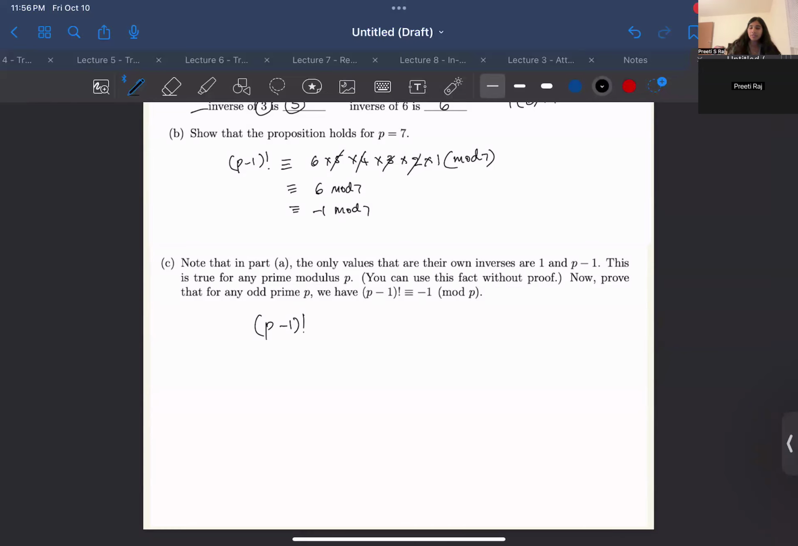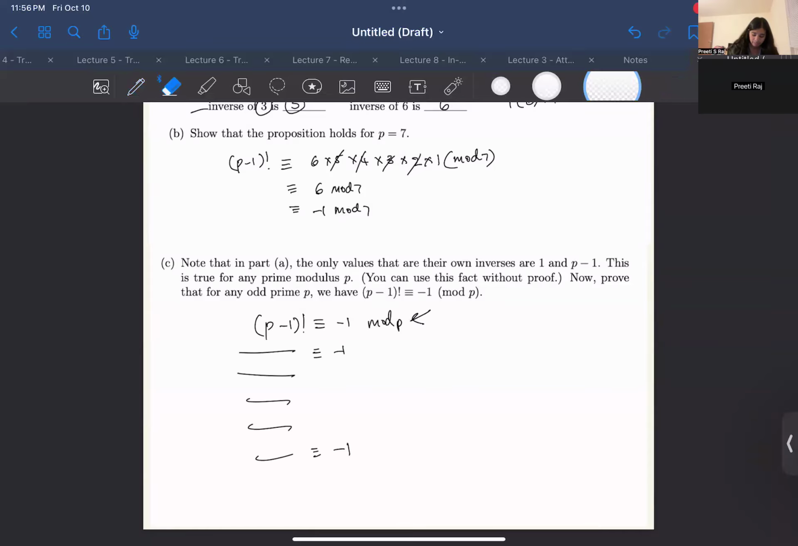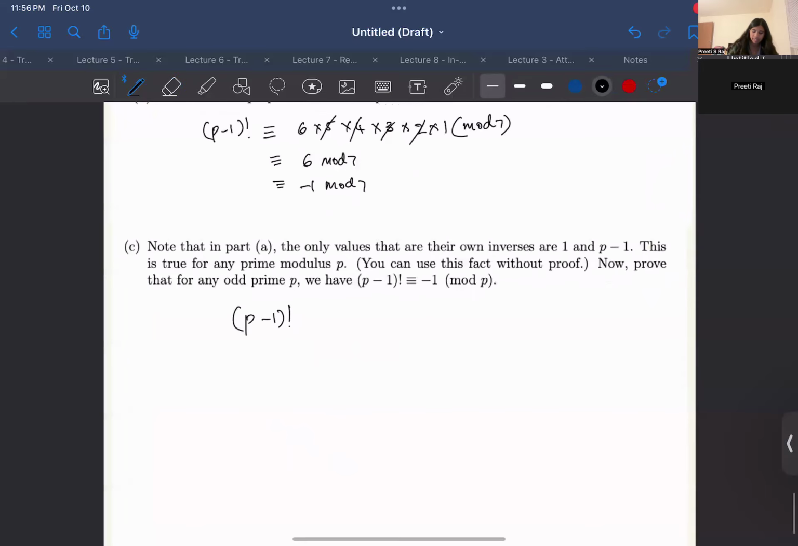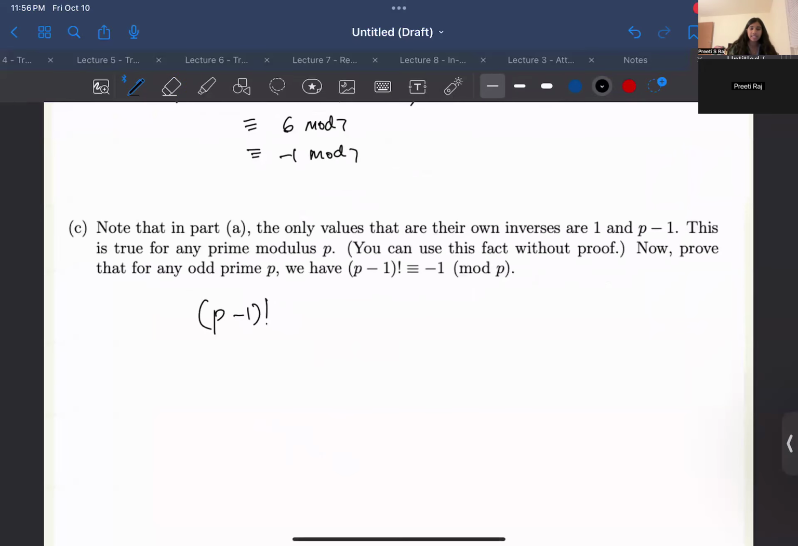Students sometimes get the urge to say that this is equivalent to minus 1 mod p, and they keep the minus 1 here throughout. But just a reminder that we cannot do this, because I don't know that this is equivalent to minus 1 mod p yet. I only bring this in at the very last step of the proof. I know my goal is equivalent to minus 1, but I cannot say that it is already equivalent to minus 1 mod p. Okay?